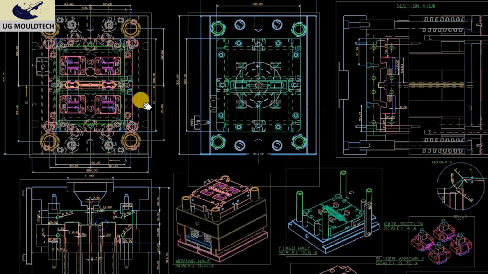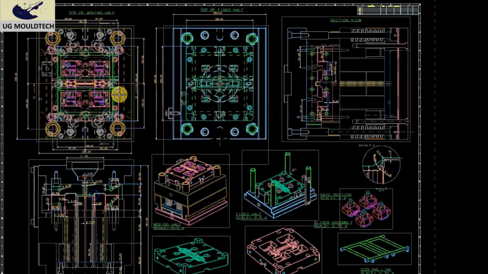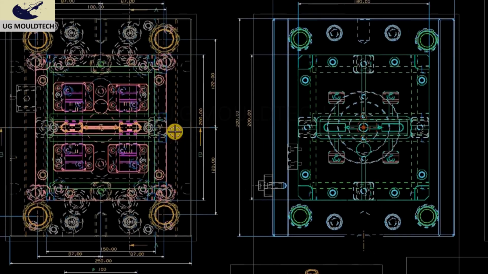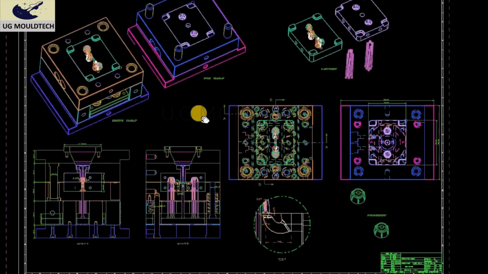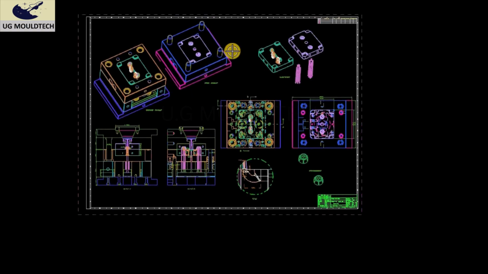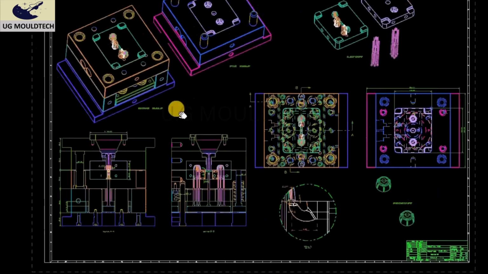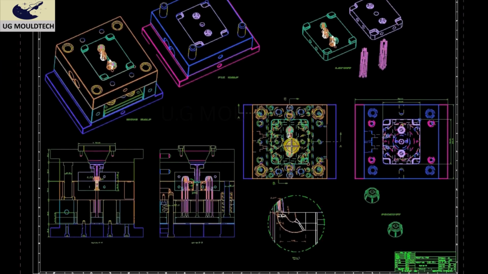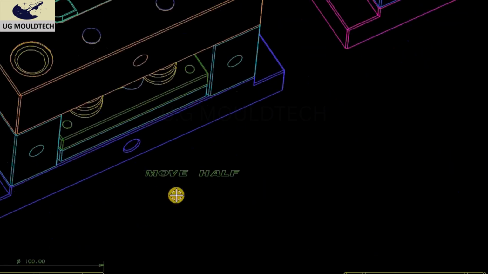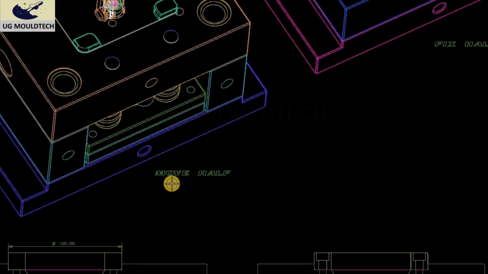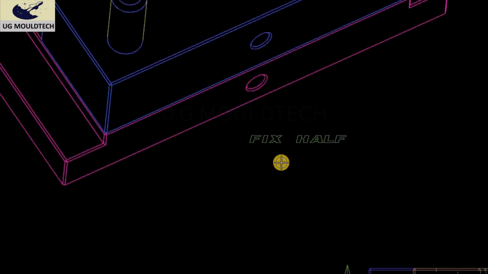I am going to take one small tool so that we can understand very easily, then we'll come back to this one. You can see this is the small tool, two-plate mold, two cavity. We have seen the title block already. We will see the different views. This is the moving half. This is the fixed half.